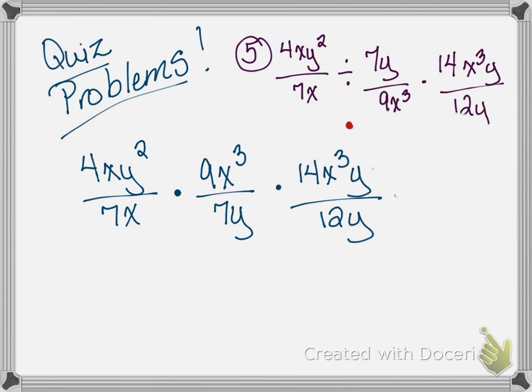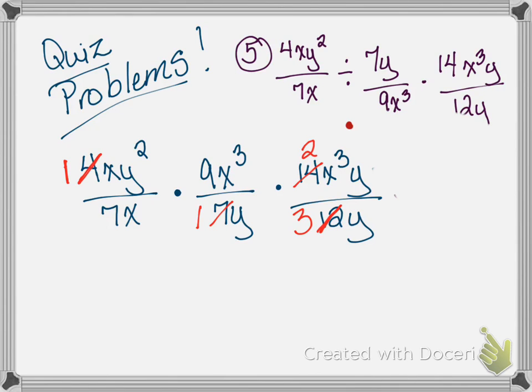Okay. Now, I'm going to start simplifying things out. I like to start with my numbers. You certainly don't have to start with your numbers, but I like to. I have a 4 right here, and I have a 12 right here. 4 goes into 4 one time. 4 goes into 12 how many times? 3. Then I have a 14 over here, and I have a 7 on the bottom. How many times does 7 go into 14? Okay, how many times does 7 go into 7?